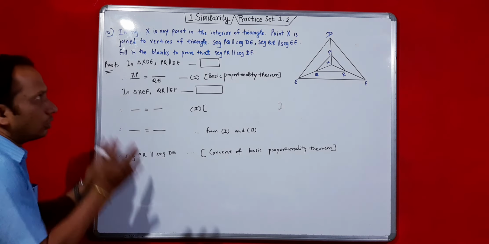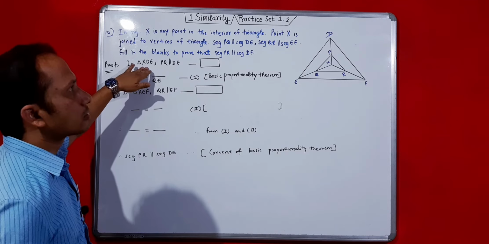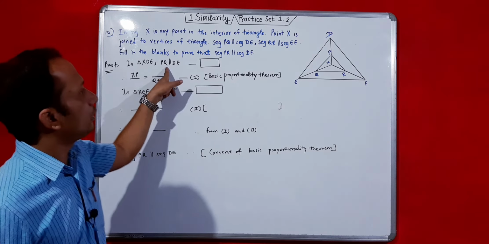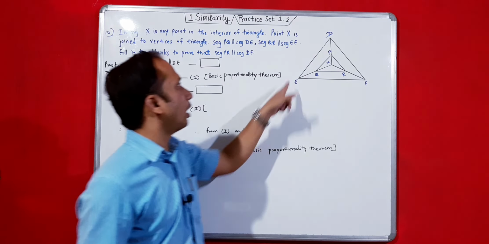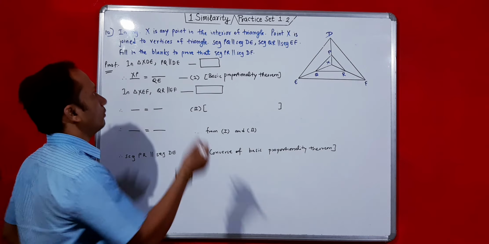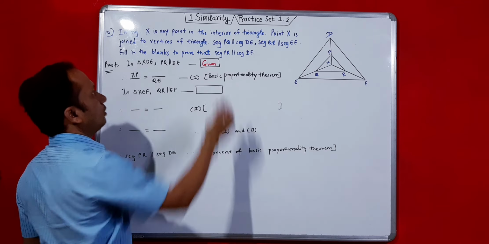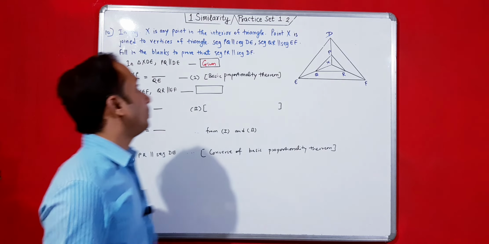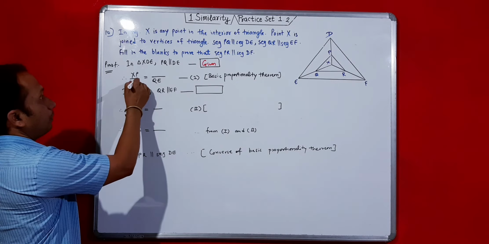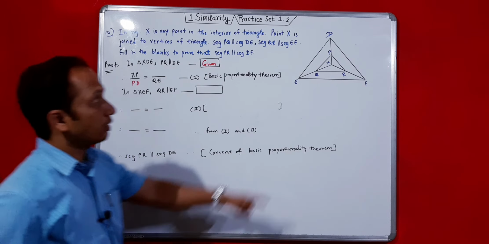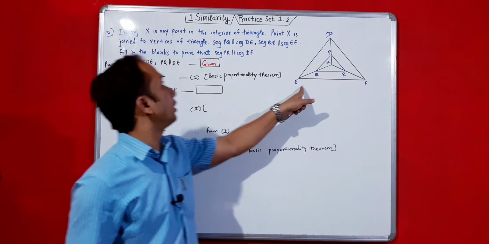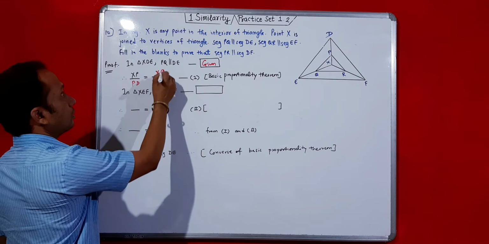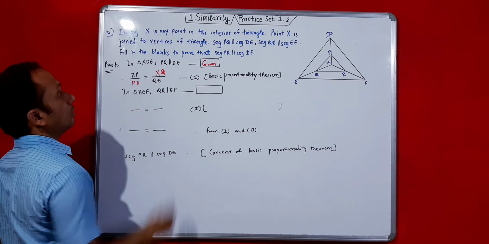Now see, all these things are given. In triangle XDE, you know that PQ is parallel to DE. Therefore, it is given, so you write here, it is given. Now therefore XP divided by PD, and second, XQ divided by QE. These are the two blanks to fill in for the first point, point number 1.